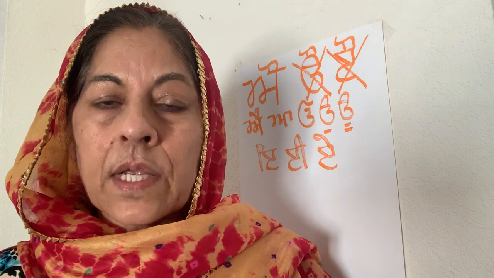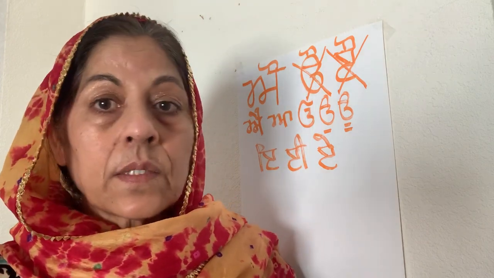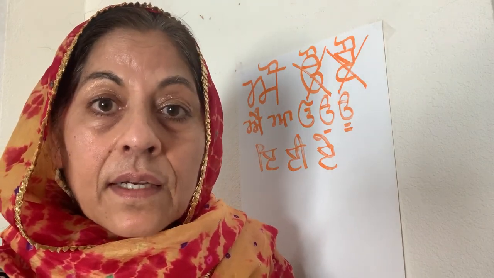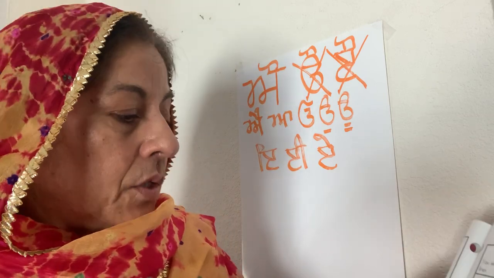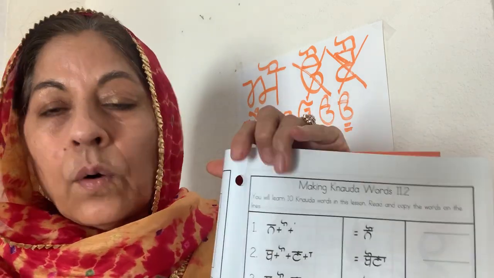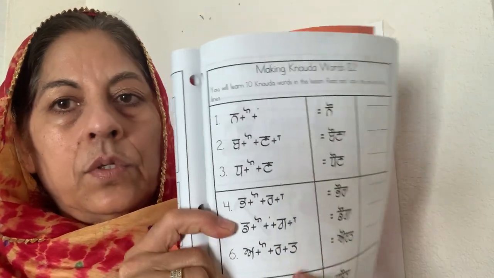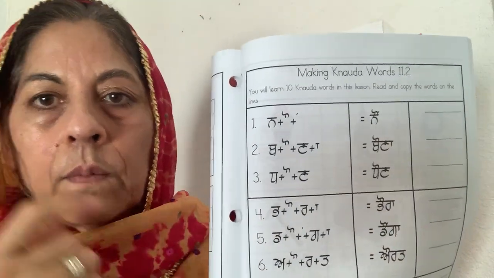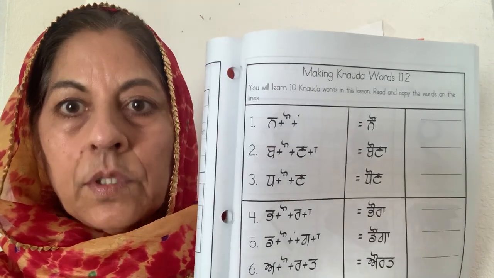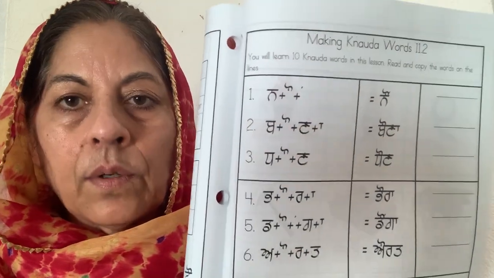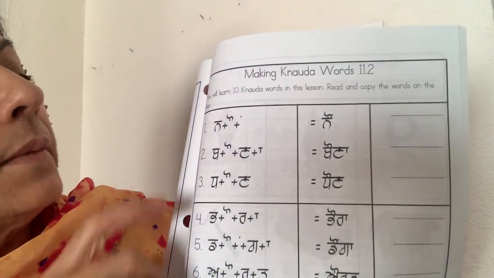Once you know the letters, once you know the sound of the matras, guess what? You can read Punjabi, right? It's going to be so easy. Okay, now you're going to learn nine words, only nine words in this lesson. We're going to do so many activities with them, so you will hopefully master them. You will not only know how to read them, you will also know what they mean, and you will also know how to write them.